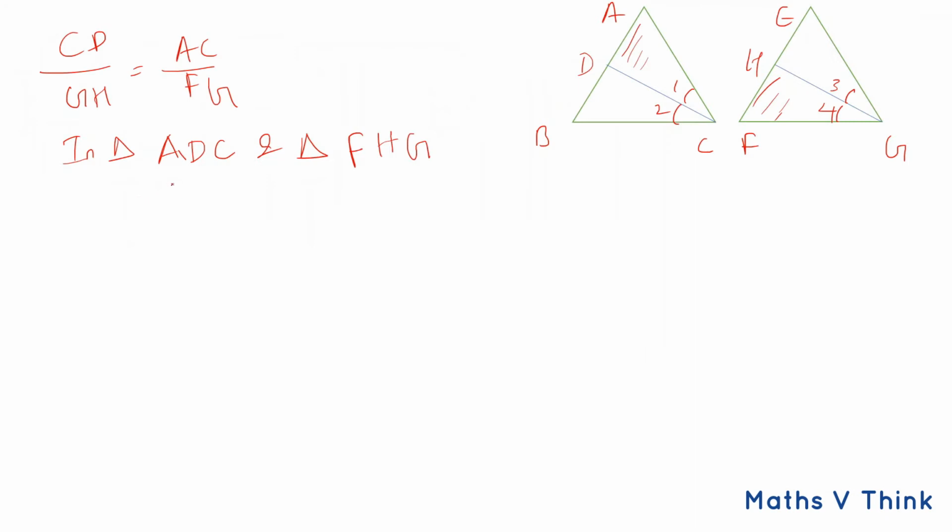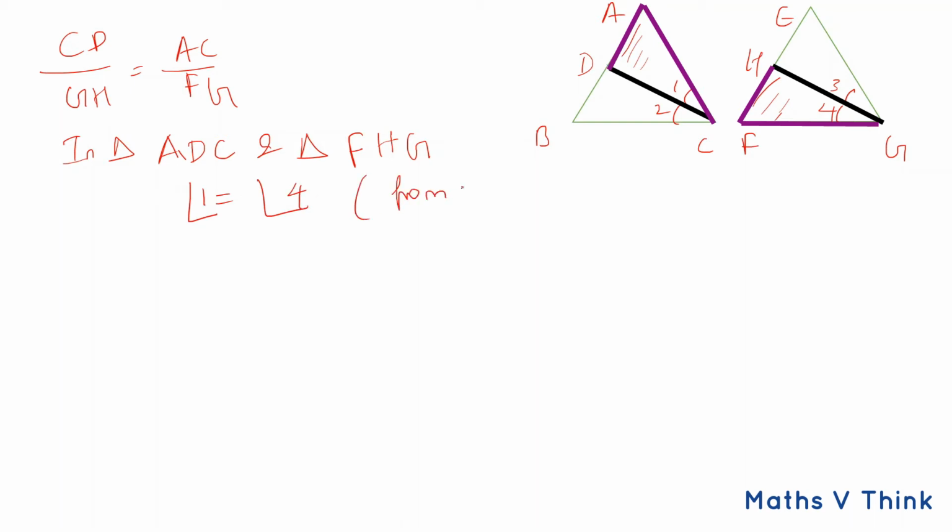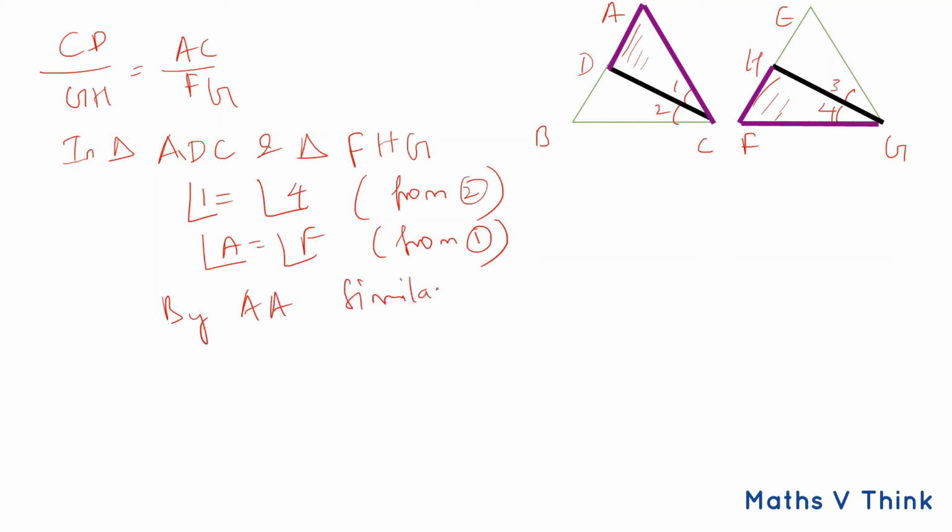So in these two triangles, can I tell angle 1 is equal to angle 4, which we proved already. So can I tell from 2? Same way I can tell angle A is equal to angle F from 1. By angle similarity, I can tell triangle ADC is similar to triangle FHG.